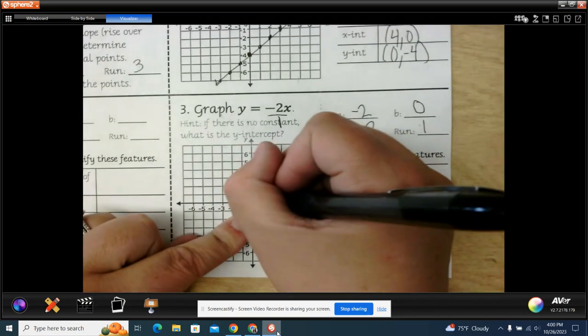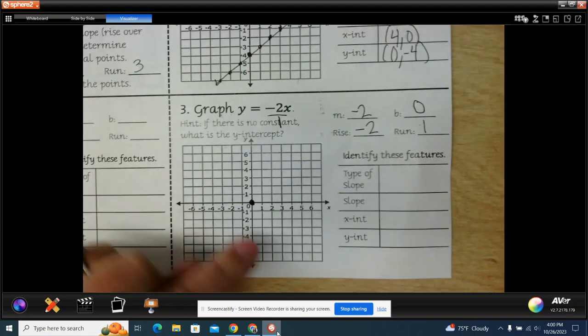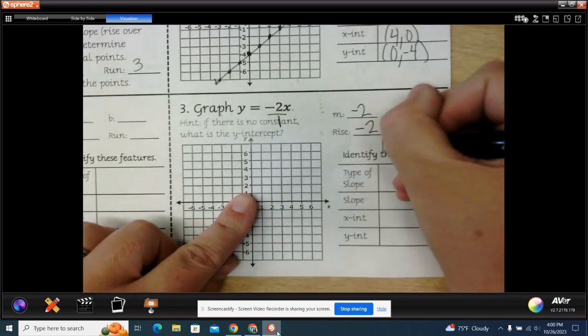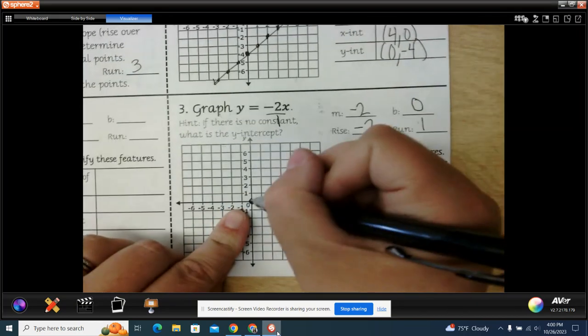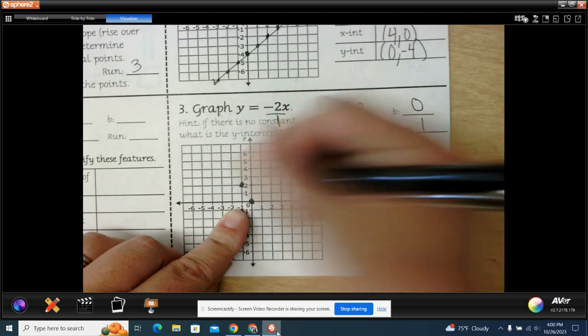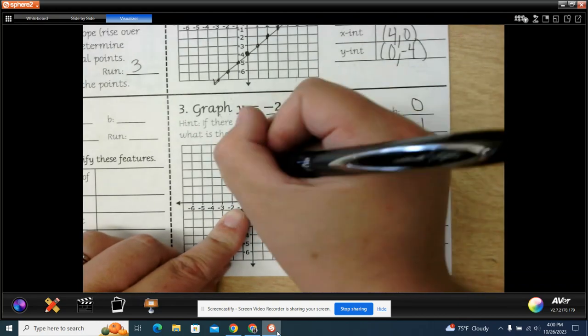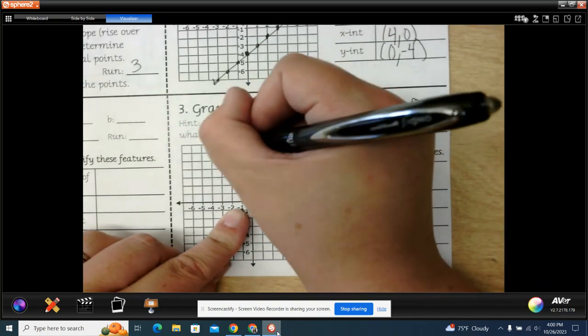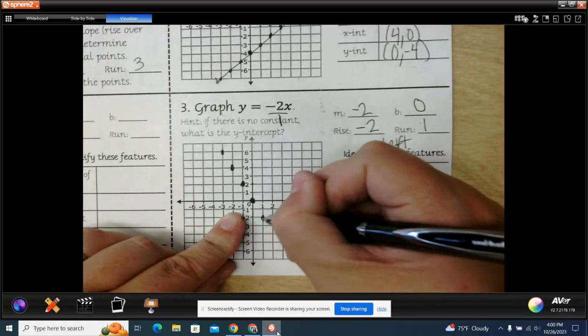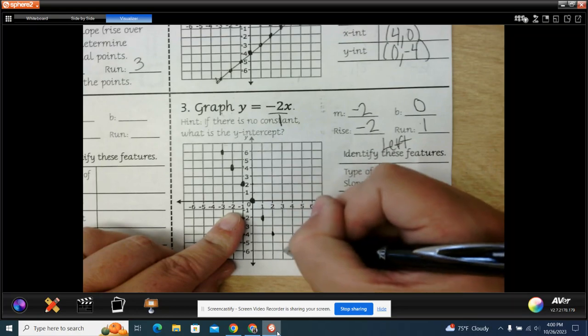We're going to start our graph at the center, at 0, 0. And then we're going to do our rise. Remember, negative just means left. So we're going to rise 2 spaces, 1, 2, left 1 space. Rise 2 spaces, left 1 space, rise 2 spaces, left 1. Then do the opposite: down 2 spaces, right 1, down 2 spaces, right 1.